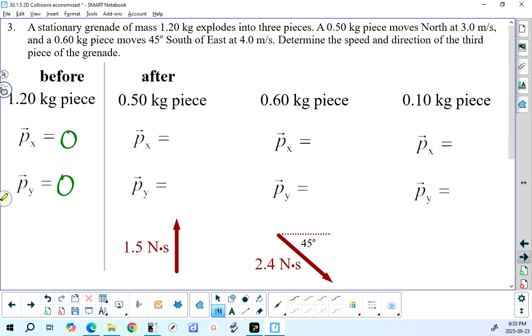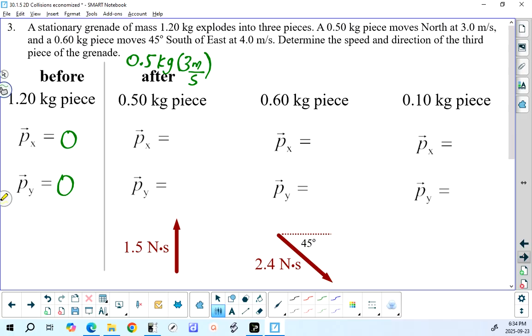What we're told in this question is information about the 0.5 kilogram piece. And if I take 0.5 kilograms and I multiply by its speed of 3 meters per second, that's where this number at the bottom of the screen is coming from. 1.5 newton seconds, and it is north.